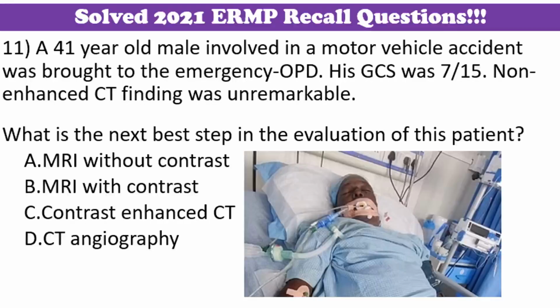Case number 11. A 41-year-old male involved in a motor vehicle accident was brought to the emergency OPD. His GCS was 7 out of 15. Non-enhanced CT finding was unremarkable. What is the next best step in the evaluation of this patient? A. MRI without contrast. B. MRI with contrast. C. Contrast-enhanced CT. D. CT angiography.